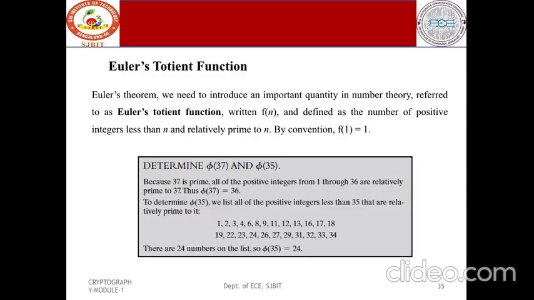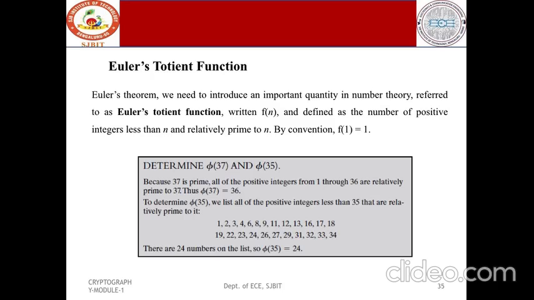Next is Euler's totient function, which is related to Euler's theorem. Here we need to introduce an important quantity in number theory referred to as Euler's totient function. This function, written as phi(n), is defined as the number of positive integers less than n and relatively prime to n. By convention, phi(1) is equal to 1.